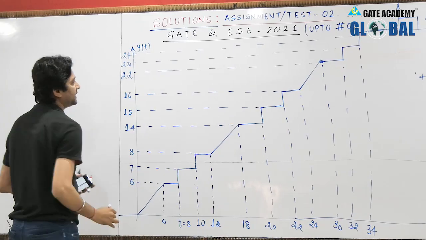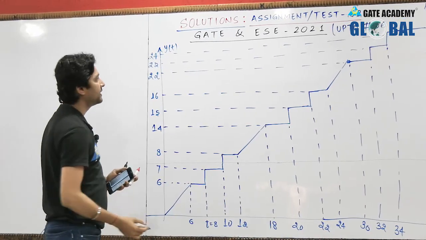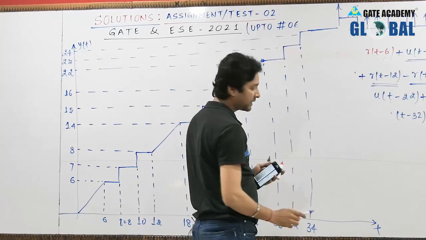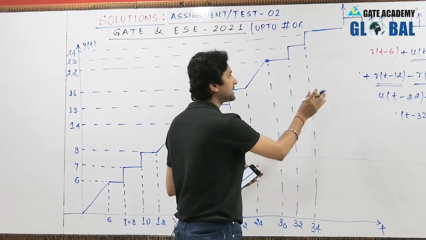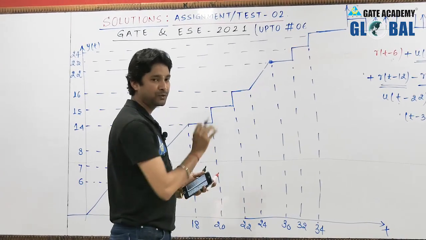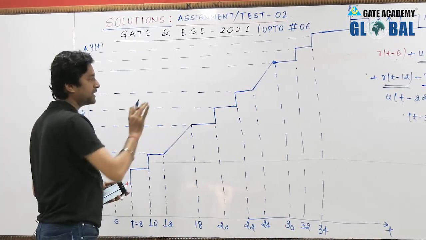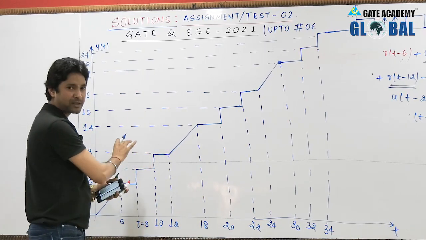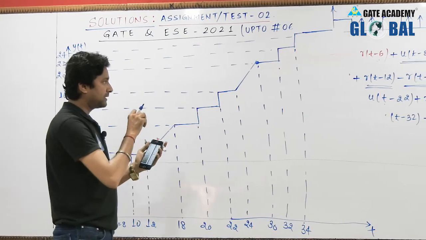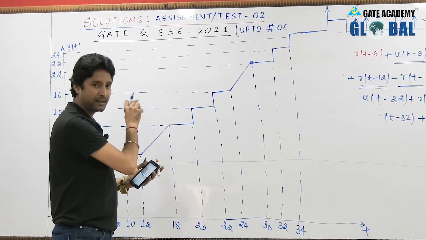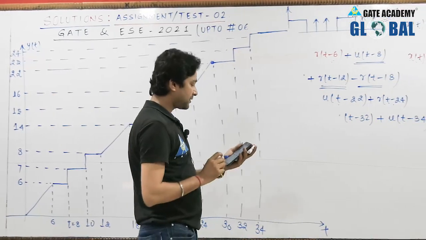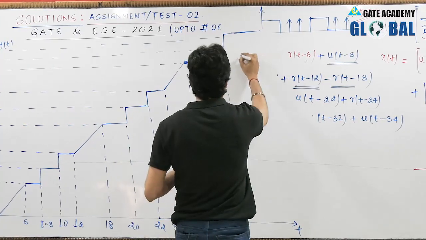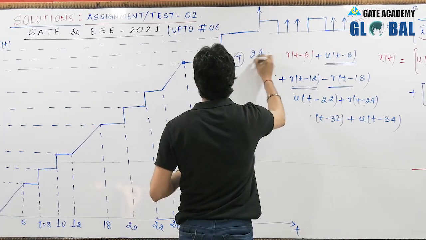So now if you have to find out the steady state value of the signal x of t, what is the steady state value? This signal is becoming constant at 24 after t equals 34. Therefore, you can say that the steady state value of the signal is 24. So it is a lengthy process, but you must have an idea of this process, because it is the basic process, and I have given you one question on this type of activity also. So the answer for question number 7 is 24.